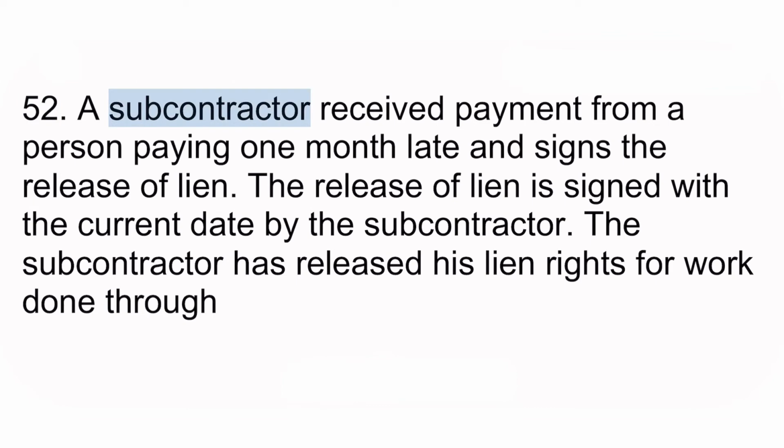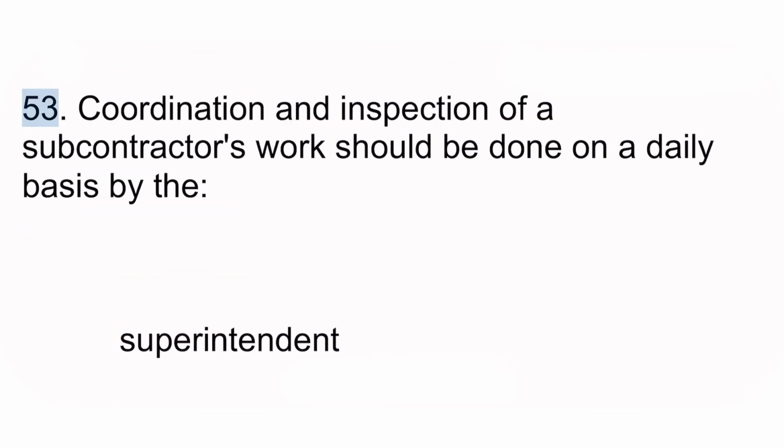52. A subcontractor receives payment from a person paying 1 month late and signs the release of lien. The release of lien is signed with the current date by the subcontractor. The subcontractor has released his lien rights for work done through the date of the release of lien. 53. Coordination and inspection of a subcontractor's work should be done on a daily basis by the superintendent.